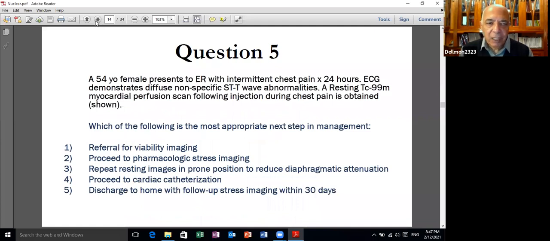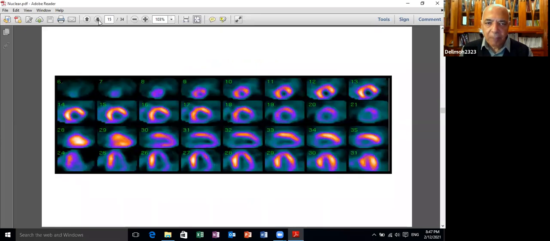A 54-year-old female presents to the emergency room with intermittent chest pain for 24 hours. ECG demonstrates diffuse, non-specific ST wave abnormalities. A resting technetium myocardial perfusion scan following injection during the chest pain is obtained and is shown. So this is a picture. This is a perfusion study. This is not an exercise test. The patient took the technetium during the pain.